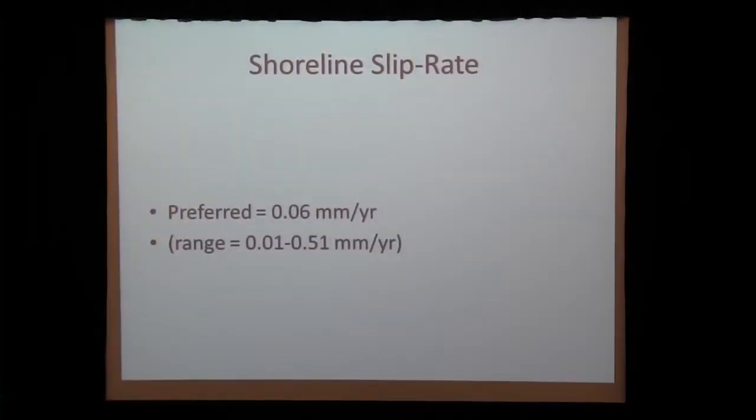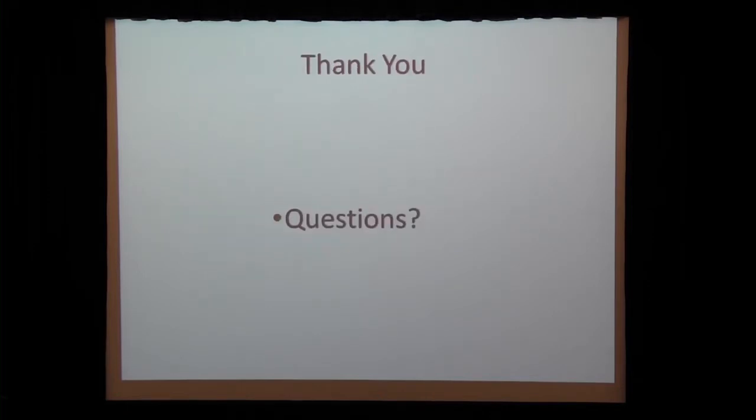So the thing that Norm wants to know is shoreline slip rate. This is it. Preferred is equal to 0.06 millimeters per year with the range. And with that, are there any questions?